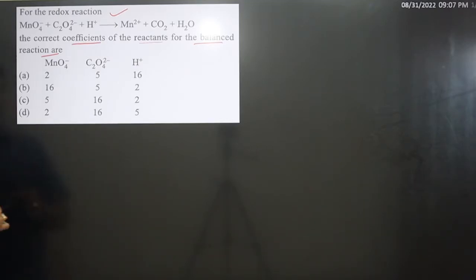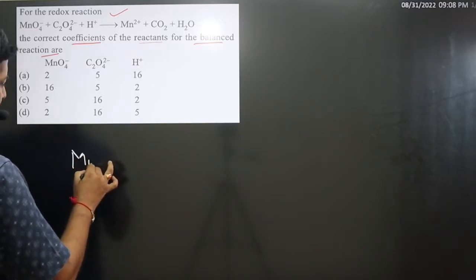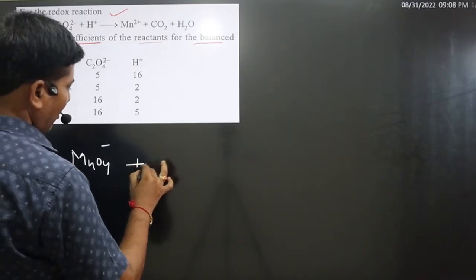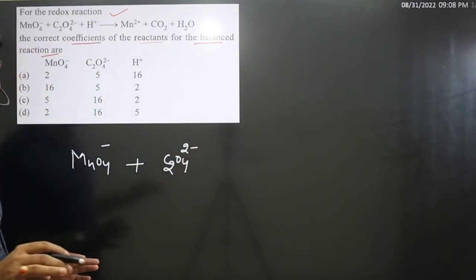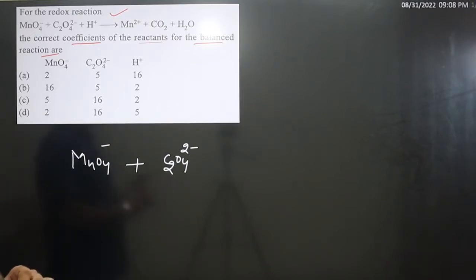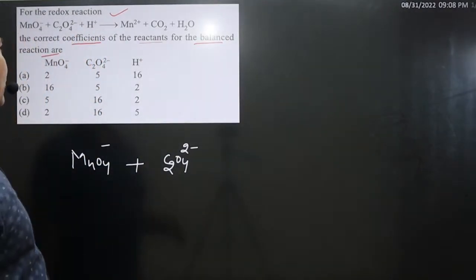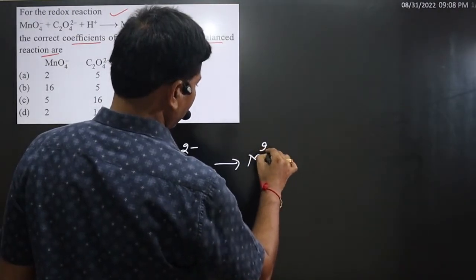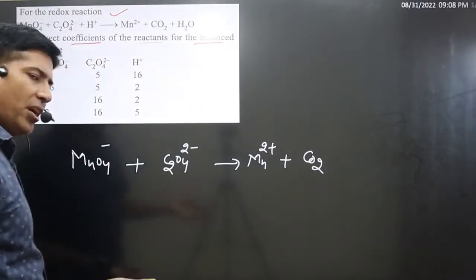Let's balance the equation. We have permanganate, MnO4 minus, and then oxalate, C2O4 2 minus. H plus ion is there, which means the reaction is taking place in acidic medium, so we do not include H plus ion for now. Later on we can balance oxygen and attach water molecules. On the other side we have Mn2 plus and CO2. Water molecules we can balance later.